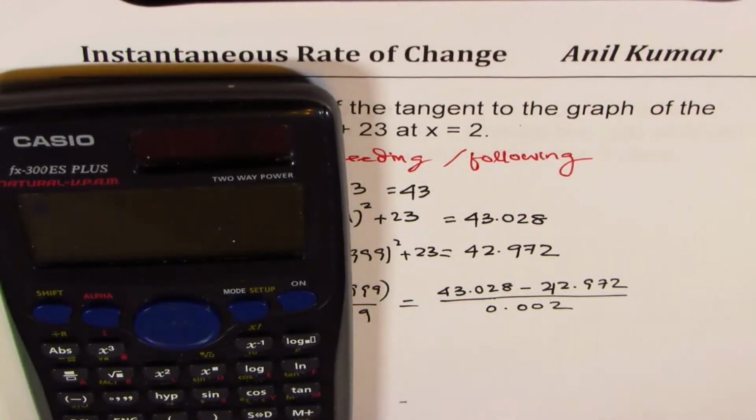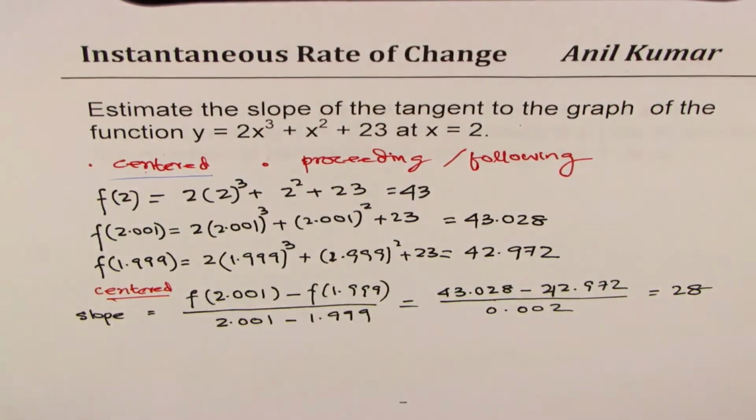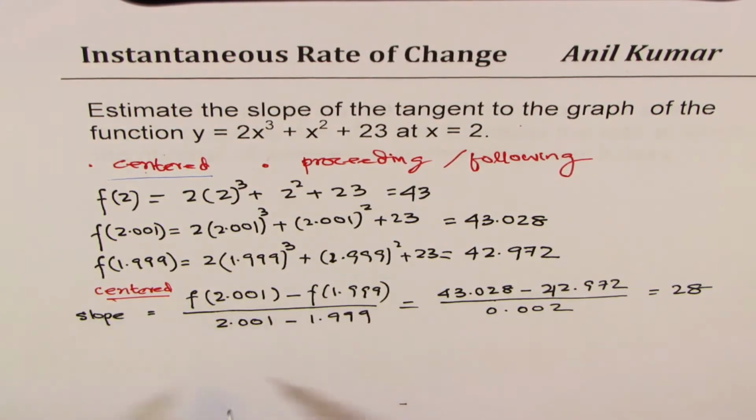Now let's calculate this value. We have 43.028 minus 42.972, and we'll divide this by 0.002. We get 28, right? So with the centered value, we get the answer as 28. So the slope of the tangent is 28, right?